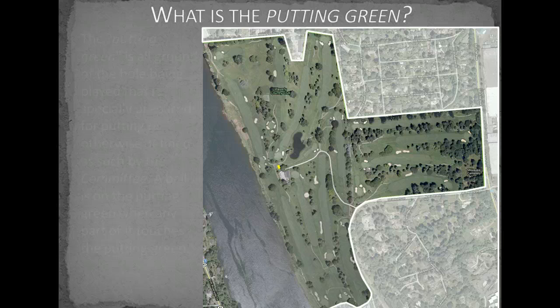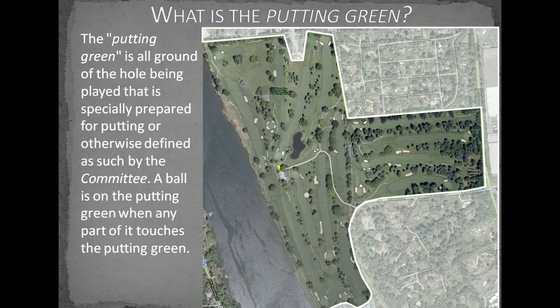The putting green is the next part of the course we'll look at. The putting green is all ground of the hole being played that is specifically prepared for putting or otherwise defined as such by the committee. That could be, for example, a temporary putting green. A ball is on the putting green when any part of it touches the putting green. So if your ball is on the fringe and it's overhanging the putting green but not physically touching it, your ball's not on the putting green. But if any part of your ball is touching the surface of the putting green, your ball is on the putting green and you'd be allowed to mark, lift, and clean it.